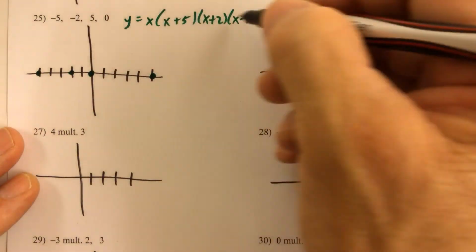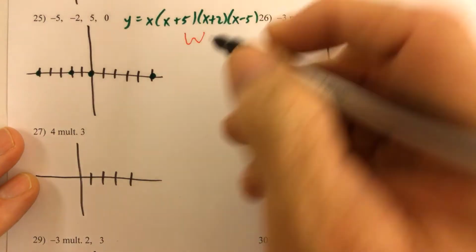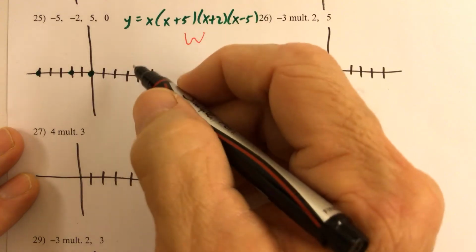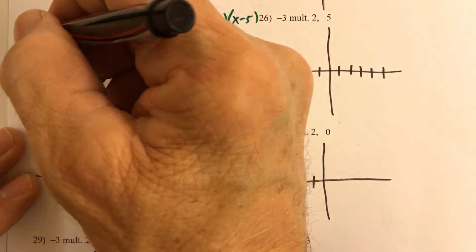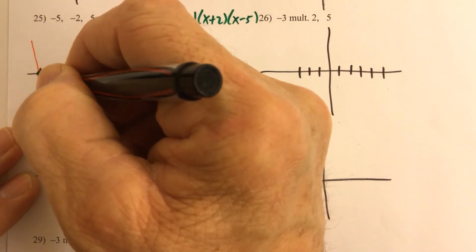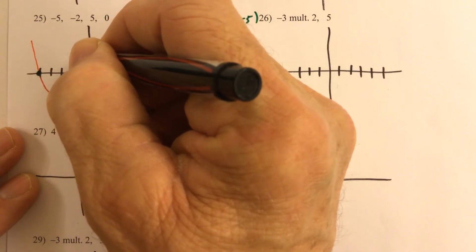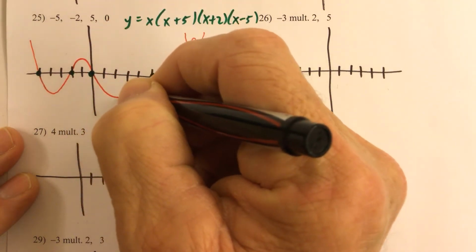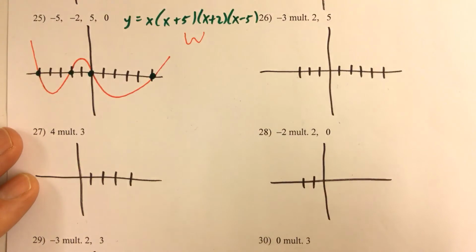Well, we know the graph is going to be a fourth-degree polynomial, and so it's going to go up from left to right. We have a double root. No, we don't have any double roots at all. So we're just going to come down through the x-axis at -5, back up through at -2, back down through at 0, and then back up through at 5.